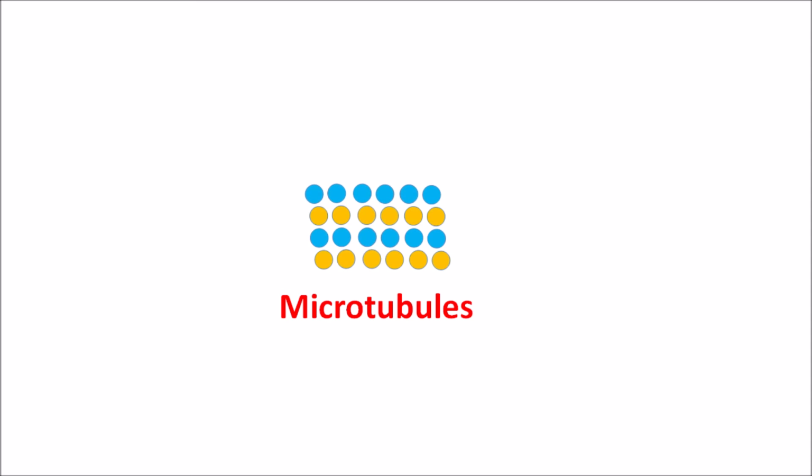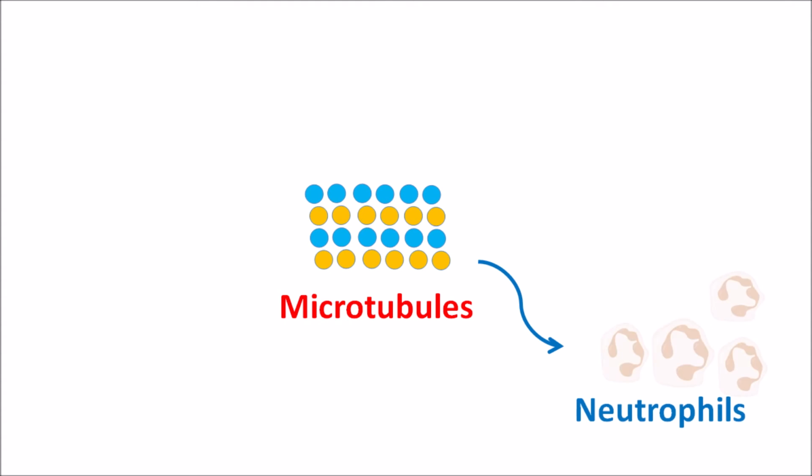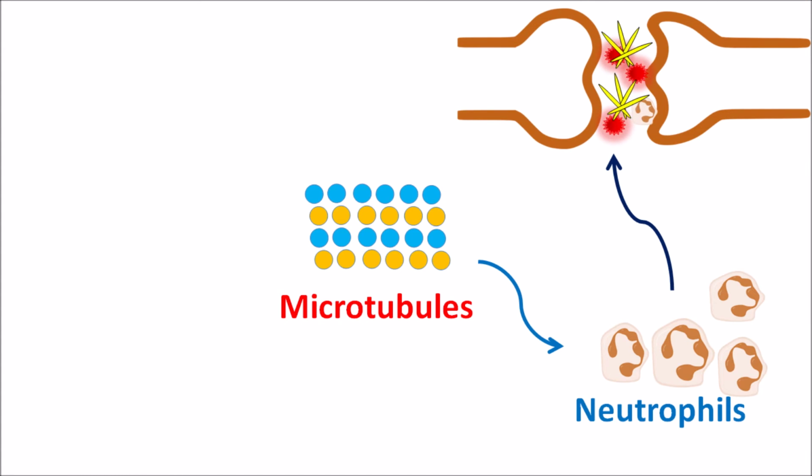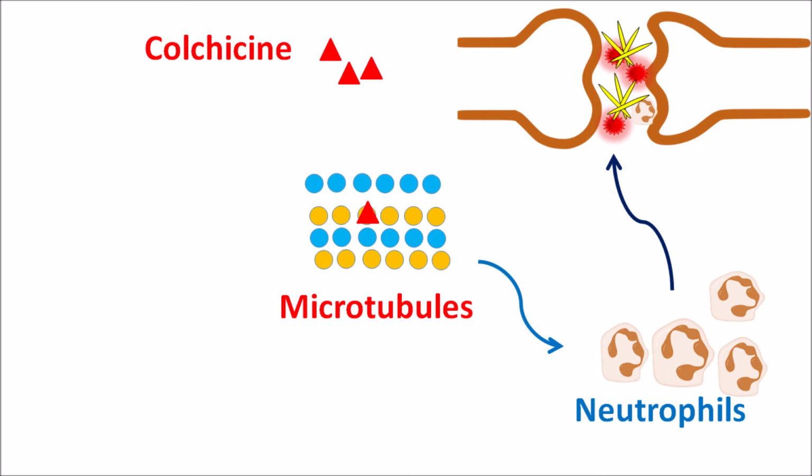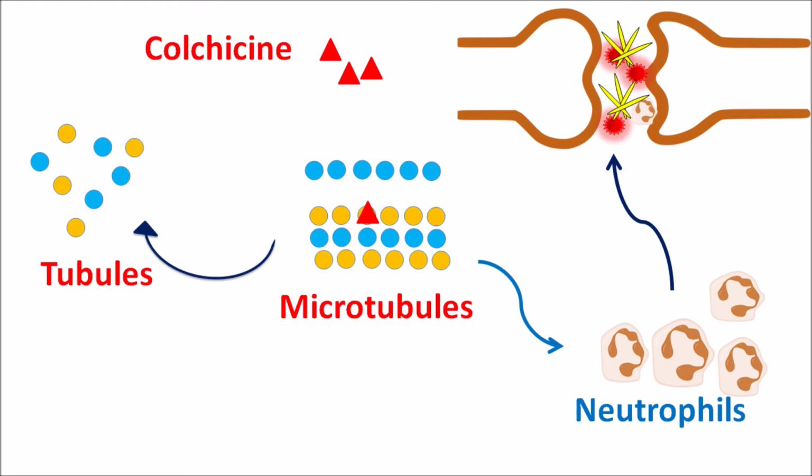Similarly, colchicine can also act on the microtubules. These microtubules are required for activation of neutrophils. These neutrophils can be deposited within the joints so that they can produce the inflammation as well as pain within the joints. Now, colchicine can bind to the tubulin within the microtubules so that it can produce a depolymerization. Because of this depolymerization, microtubules are converted into free tubules, which results in the decreased release of neutrophils. In this way, colchicine can also control the inflammatory response within the joints.